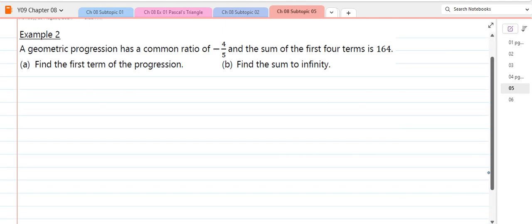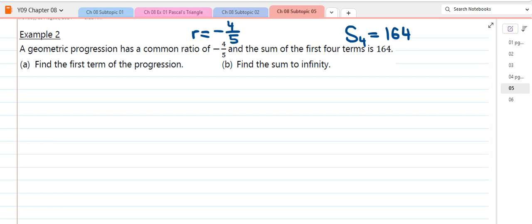So here, at example number 2, a geometric progression has a common ratio of negative 4 out of 5. So this is your r, negative 4 out of 5. And it is given that the sum of the first 4 terms is 164. So this is S4, which is 164. So the first question is, how do we find the first term of the progression? So now what we are going to do here is use the given information that we have. You have the sum of the first 4 terms already and also the common ratio.